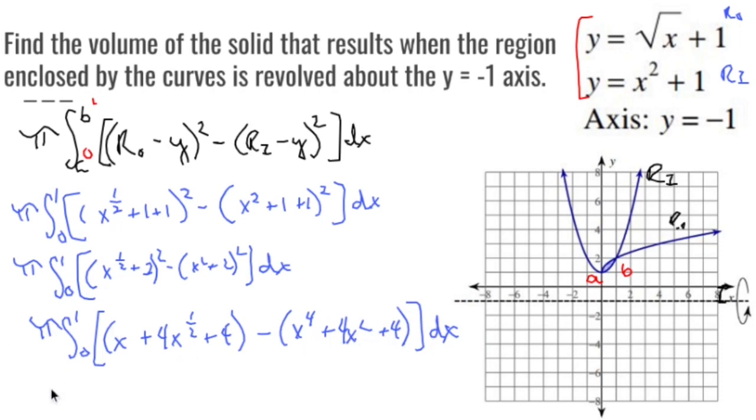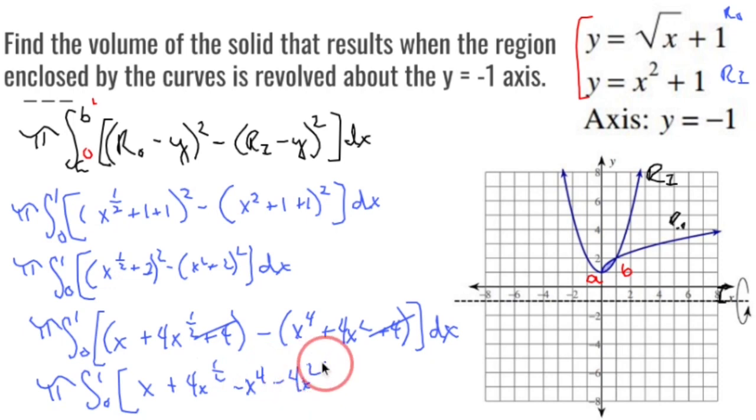Okay, let's try to simplify and distribute the negative at the same time. This is going to be interesting. So x isn't going to be touching anything else, so x is just x. Plus 4x to the 1/2, that's not going to be changing anything either. Plus 4 and minus 4 will cancel out. We've got minus x to the 4th minus 4x squared. That's our integral. There you have it.